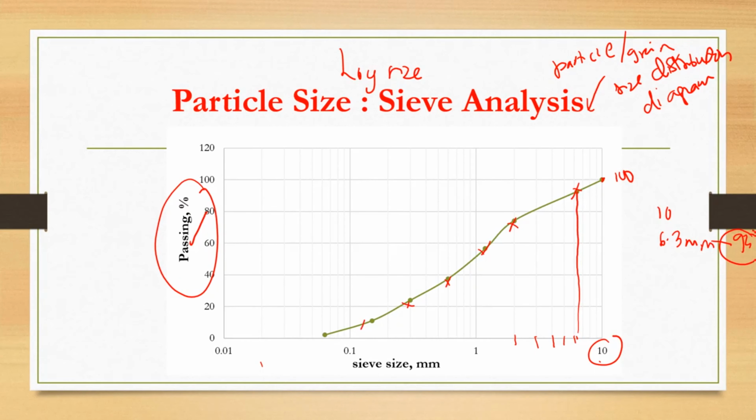Another thing you have to remember is that if you look at this one, I connect each point. This is a curve, not a straight line. But it is not necessary to connect each point, because it is a best fit curve, so you can just plot it like this. The curve is somewhat like an S curve.